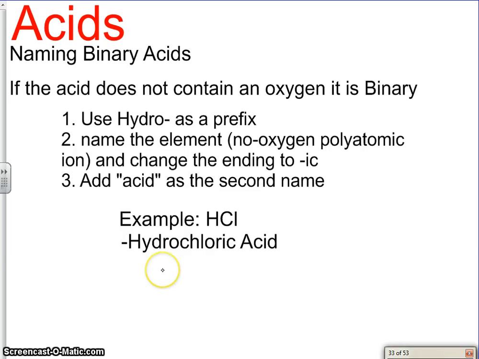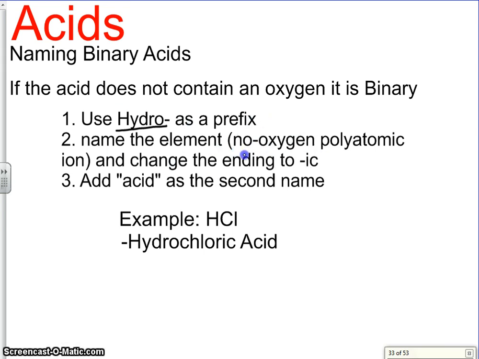Okay, so how do we name binary acids? Well, binary acids start with a prefix of hydro. Hydro is our key to identifying from a name if it's a binary acid. Hydro literally means no oxygen present in a thing.